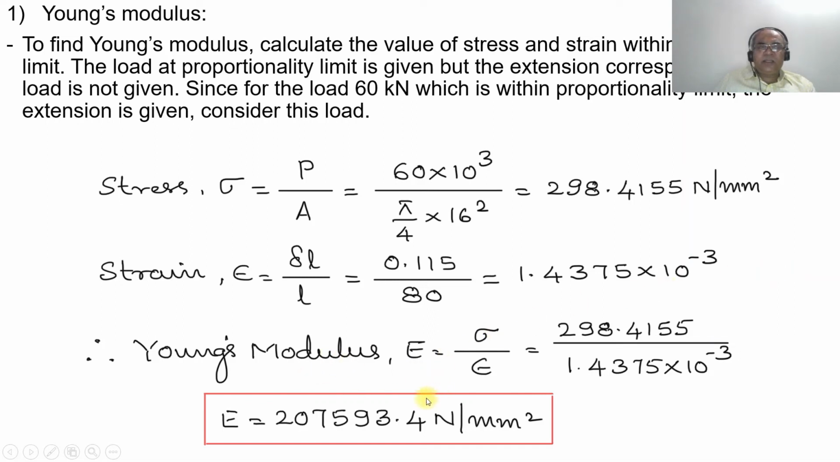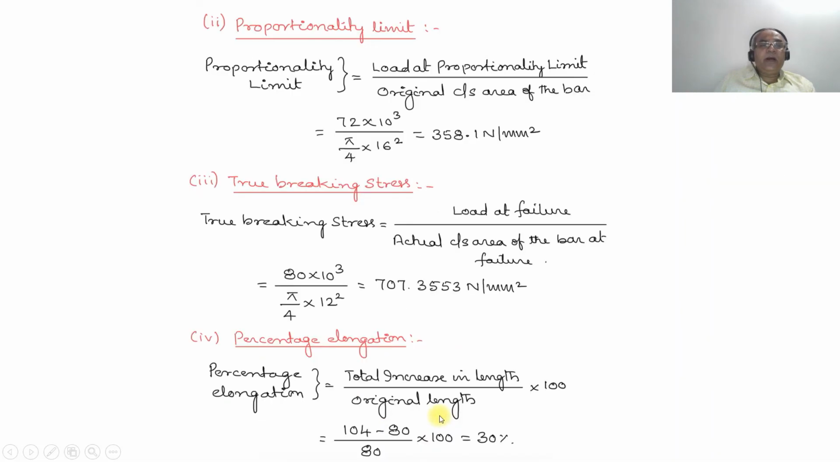Next, the Young's modulus is given by E equal to sigma by epsilon. Substituting the values, 298.4155 divided by 1.4375 into 10 to the power of minus 3. On simplification, you get the Young's modulus E as 207,593.4 Newton per mm square.